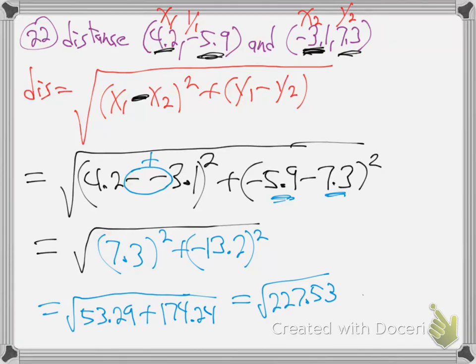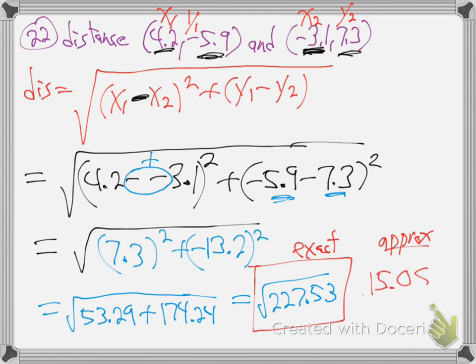Okay, and that's the exact answer, they asked for the exact answer. And now if you hit the square root button on your calculator, they call that the approximate answer. If you hit the square root of 227.53, you'll get 15.08. It's approximate because the decimal goes on, and I just rounded it. So they want both answers.